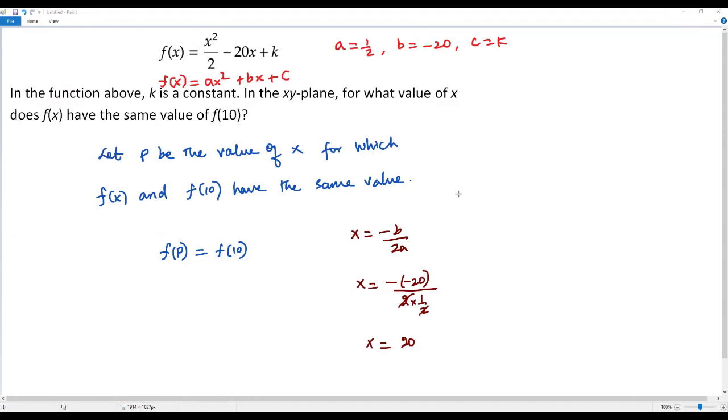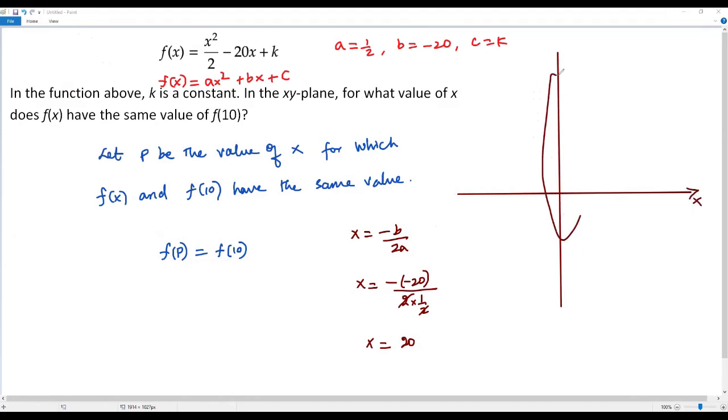Now let me sketch the rough graph of the parabola. So here we have the x-axis. Actually, this vertical line is not the y-axis. Actually, this is the axis of symmetry, so its equation is x equals 20. So this 20 also represents the x-coordinate of the vertex of the parabola. As we said earlier, the parabola is a vertical parabola, and it opens up because the leading coefficient is positive. Let me draw it over here.